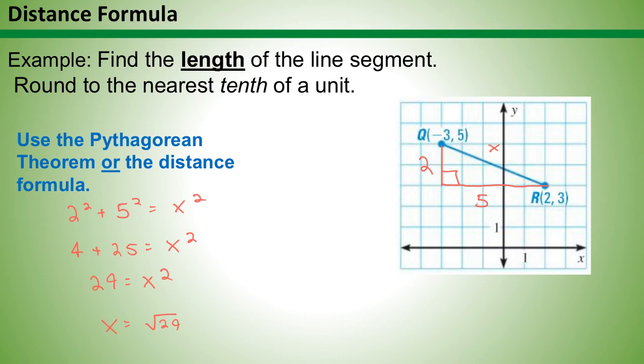29 actually does not simplify because it's prime, so that would be my distance here. I could also write it as a decimal, and that would be x is, the square root of 29 is about 5.4. Okay? So you can choose either the distance formula or the Pythagorean theorem. So whichever one you're more comfortable with, you just need to be able to find the distance between 2 points, okay?